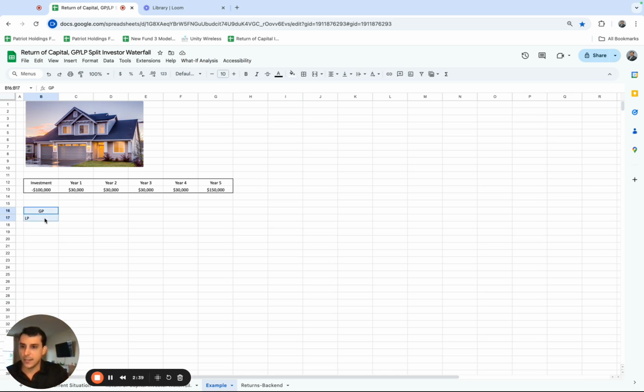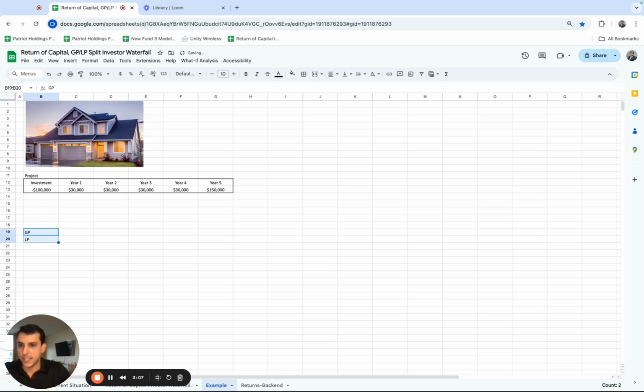So in that case, how would it look here if we were to do this scenario? Well, first, it starts with the project. These are project cash flows. So you buy the asset, in this case, the house, for $100,000. And it's going to produce these returns. And this is what the project returns. Now, how do the GP and the LP get compensated? That's where the waterfall comes in.